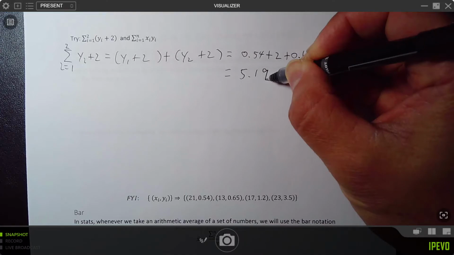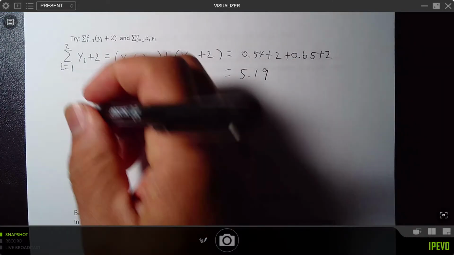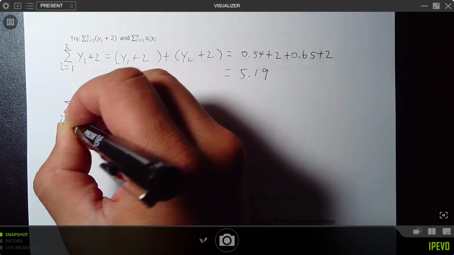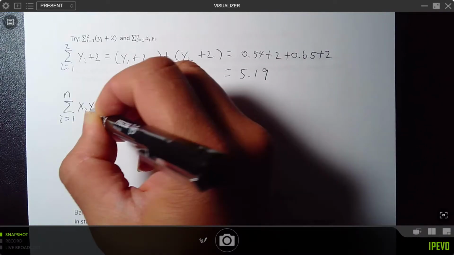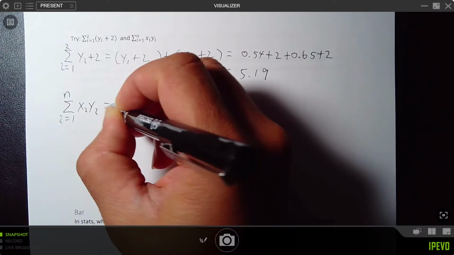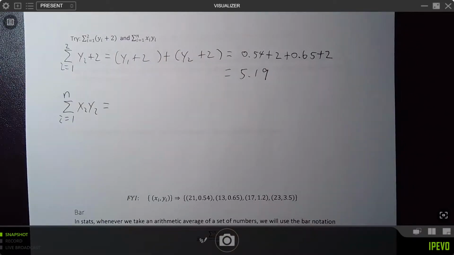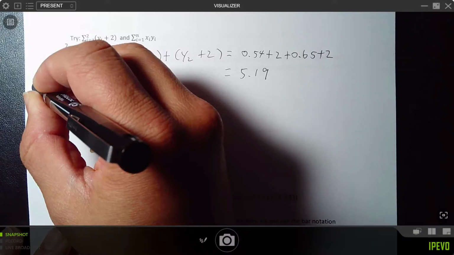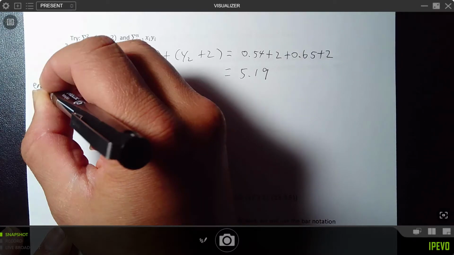Okay, and then this one is a little complicated. Now, let me write it down here again. Summation i equals 1 to n of xi yi. Now, where do I stop? Because I have this notation, I then put a number here. Well, as a rule, and this is just the standard convention, if it's n, then this just stops at the end of the set.